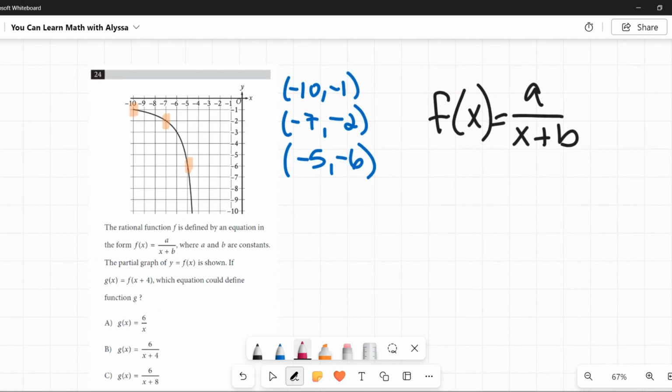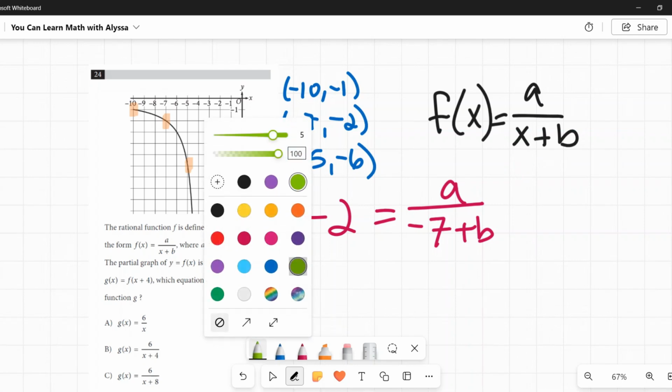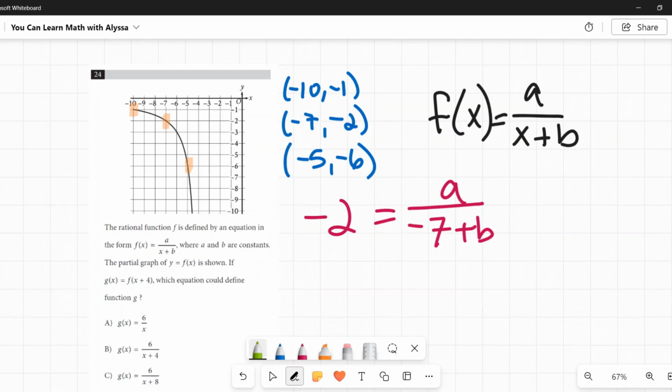All right, so first, I'm going to take -7 and -2. I'm going to plug -7 in there. So I have -7 plus b. That's all under a, and that is equal to -2. Then I also have, I'm going to use -5 and -6. I plug -5 in for x, and I'm going to do this in green. So these 2 separate things here. -5 plus b on the bottom, a on top, and all this is equal to -6. All right, now I have 2 equations.